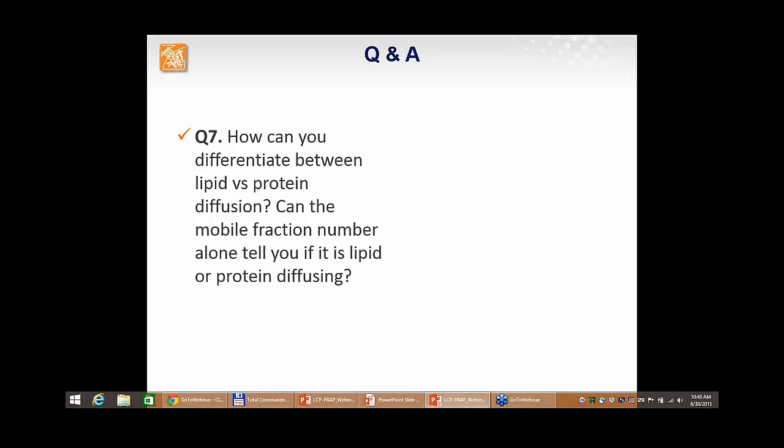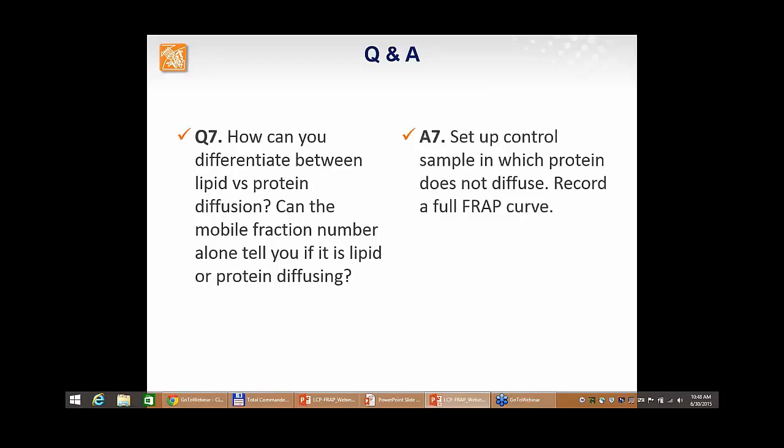Question number 7. How can you differentiate between lipid versus protein diffusion? Can the mobile fraction number alone tell you if it is lipid or protein diffusing? So the mobile fraction alone that you see in the high throughput FRAP experiments cannot tell you exactly whether it is protein or lipid diffusing. As I mentioned, you need to set up negative and positive control experiments and look at the full FRAP curves to confirm that the protein is not diffusing, and in that case where you can only see that the lipid is diffusing, by the full FRAP recording on the full FRAP curve.